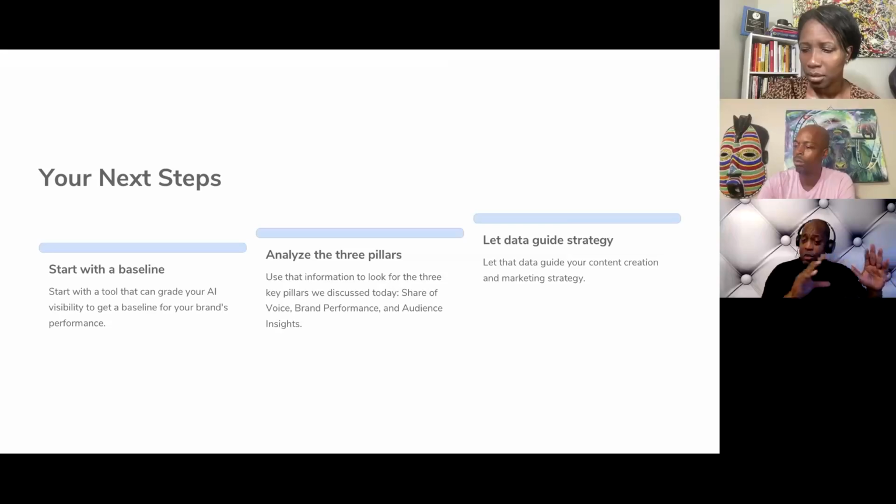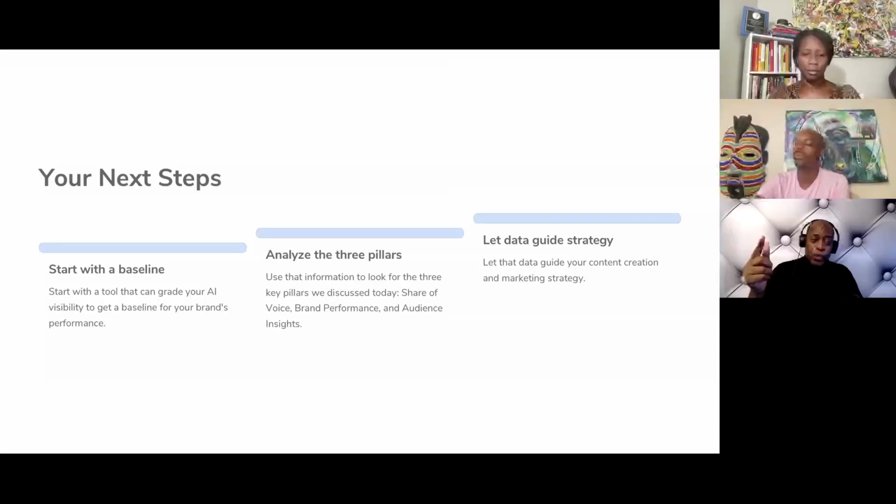Analyze the 3 pillars. If you're going to use this tool or any tool, figure out how to make sure you understand share of voice, brand performance, and audience insight, and then let the data guide your strategy.